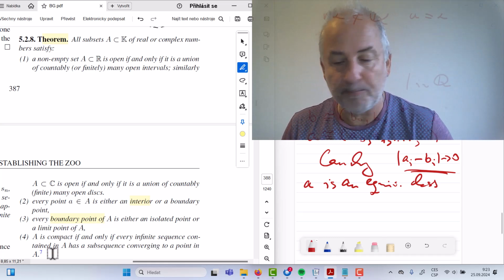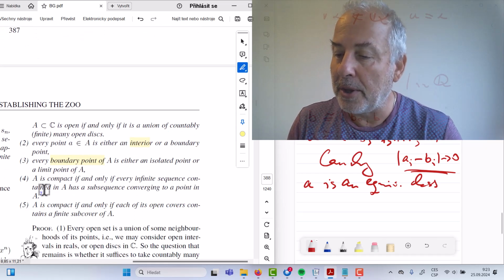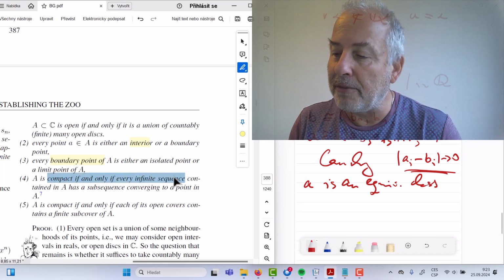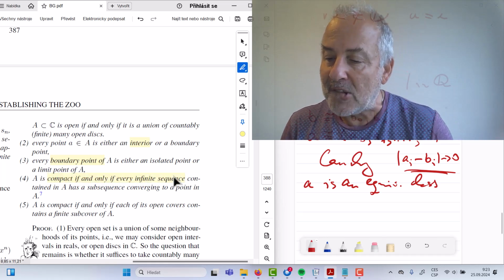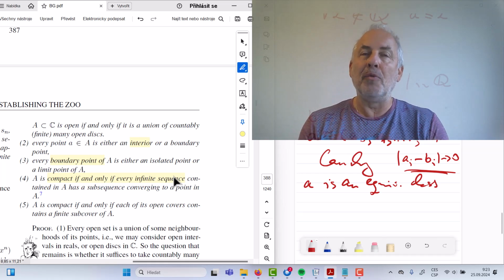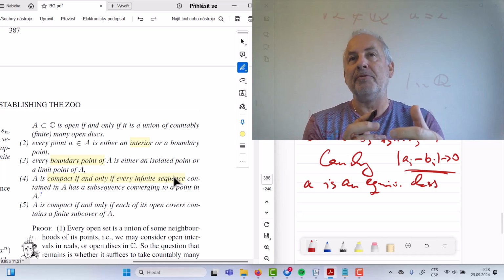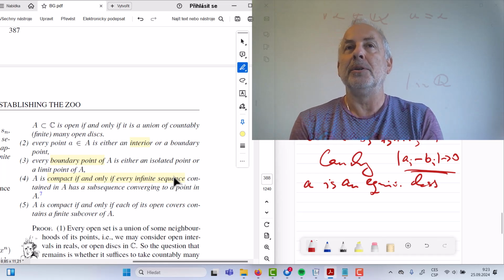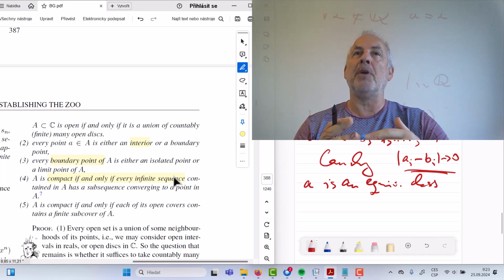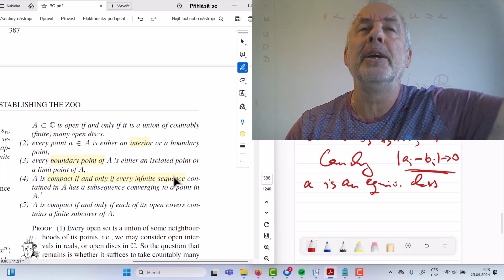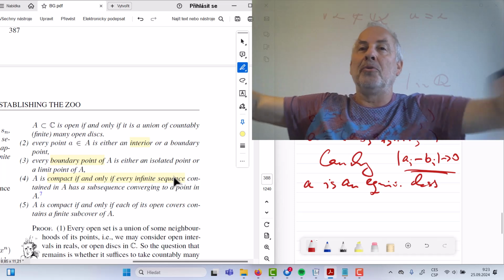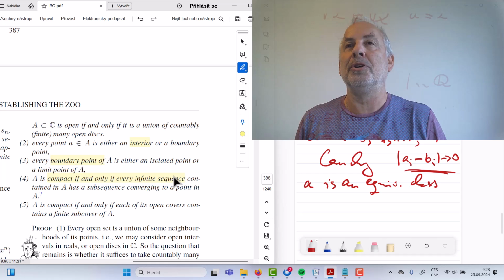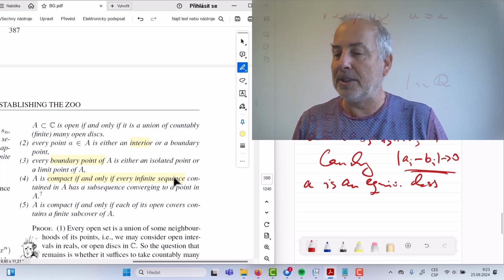And compact, the two most important properties here. Compact is if and only if from every sequence in A, you always can find a subsequence which converges to something inside of A. So you see, that means compact. You can't run infinitely towards one or other side of the real line, or further and further from the origin in the complex plane.